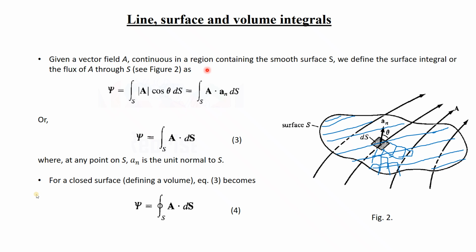Now suppose we want to find out the surface integral of the vector, that means the vector is traveling. So what is the impact of the vector on this particular surface? How can I define this? Suppose I give an example. It is the example of flux.